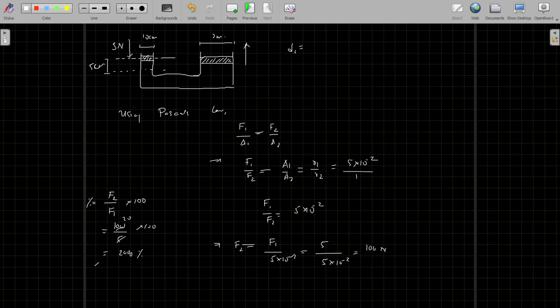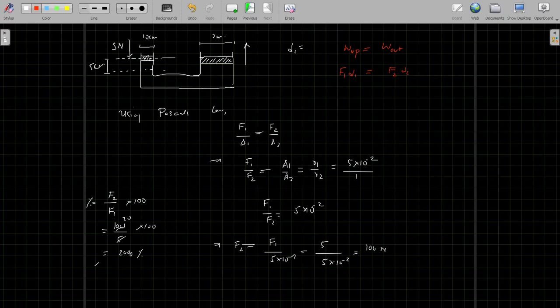Now, it is given, we know the work done is kept as small as possible. So work done is not lost, considering the system to be ideal. The energy is not lost in the system at all. In that case, if the energy is not lost at all, then we can say input work is equal to output work. So input work will be how much? Force into displacement: F1 into D1 equals F2 into D2.